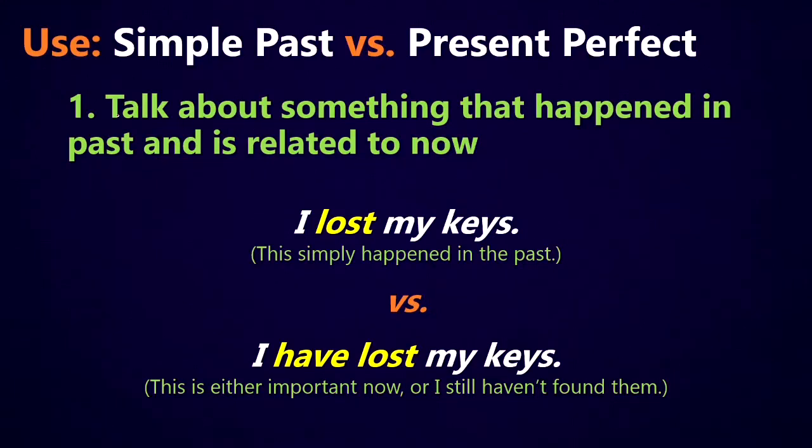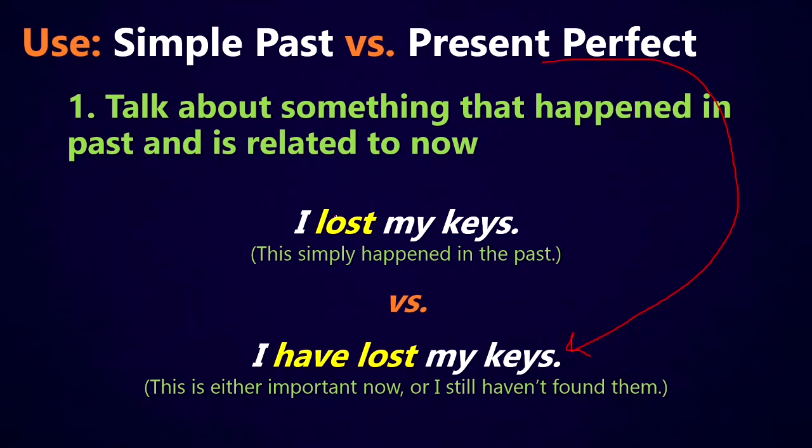So looking back at the reasons we use the present perfect, the first reason we use the present perfect is to talk about something that happened in the past and is related to now. So I could say I have lost my keys. So if I say I have lost my keys using the present perfect, then that means this is either important now or I still haven't found them.